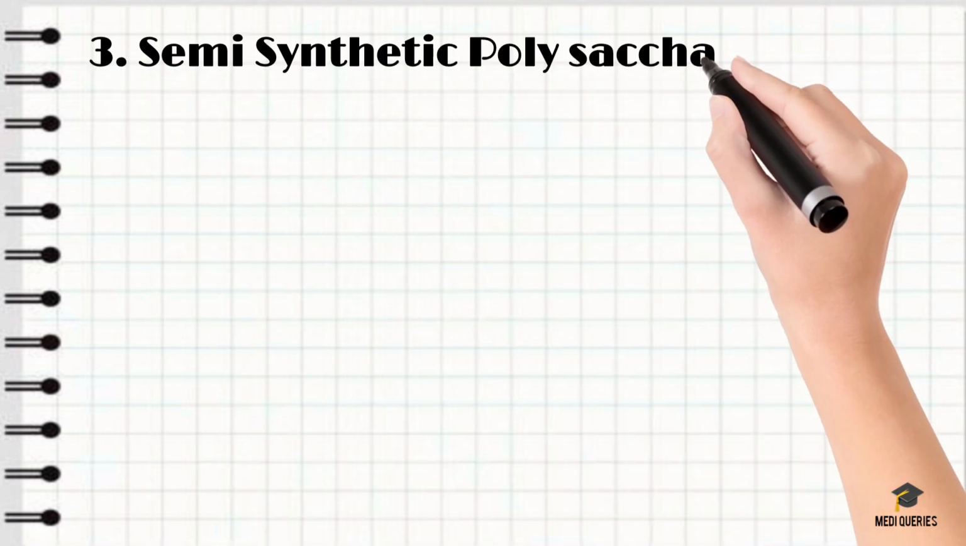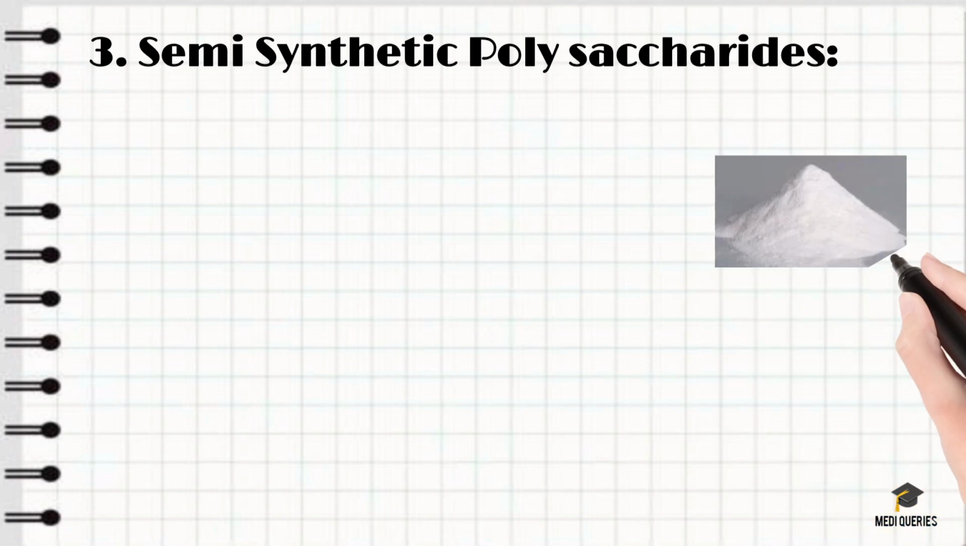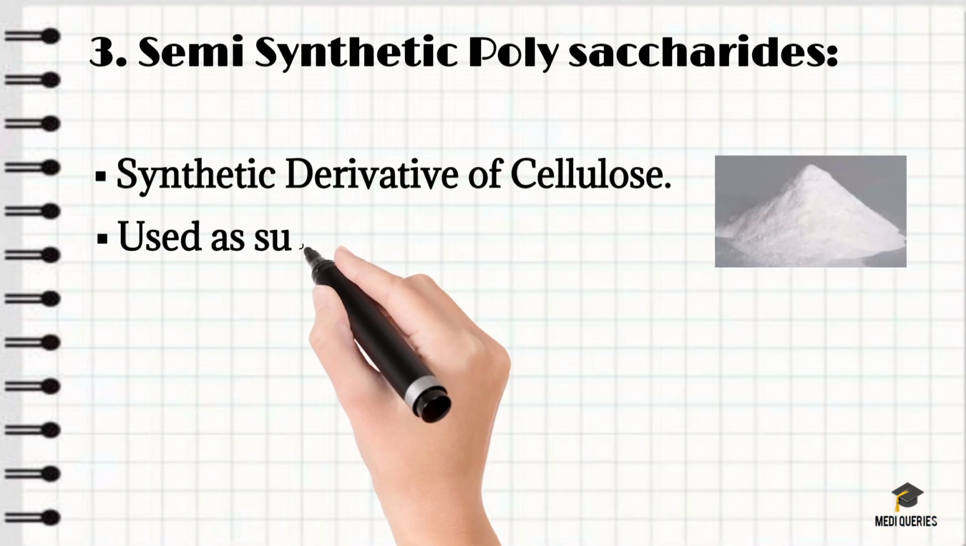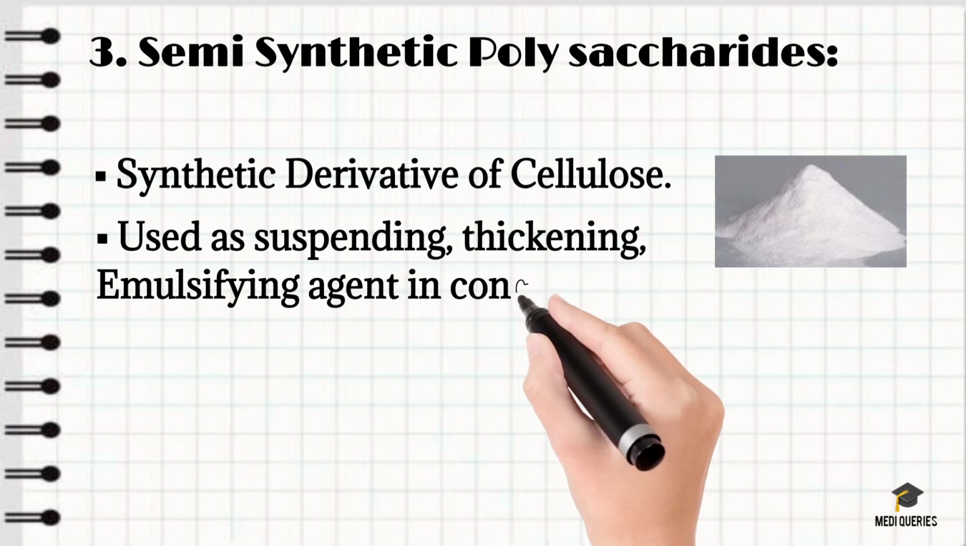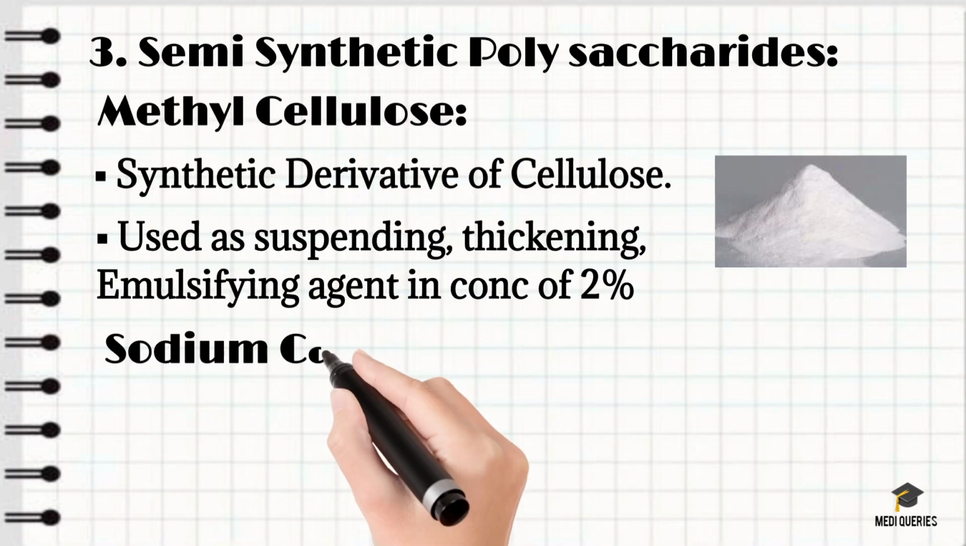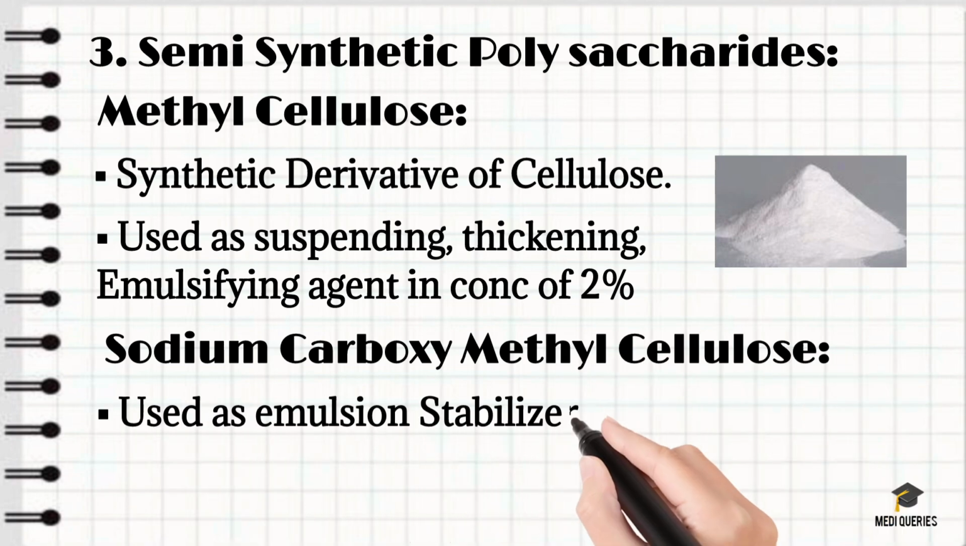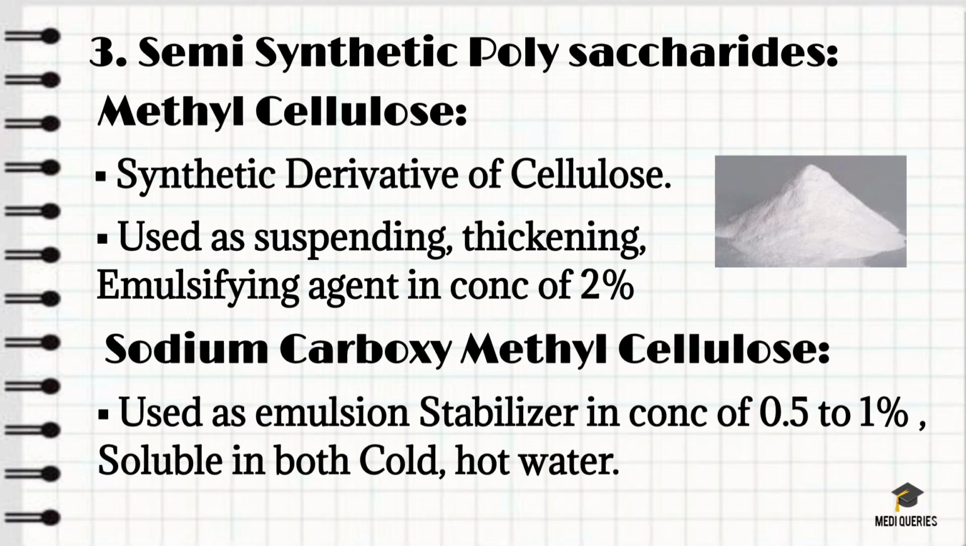And next one is the semi-synthetic polysaccharides. Examples are methyl cellulose and sodium carboxymethyl cellulose. First one, methyl cellulose. It is a synthetic derivative of cellulose. It is widely used as a suspending agent, thickening and emulsifying agent in the concentration of 2%. It is commonly used for the emulsification of mineral and vegetable oils but gets precipitated in the presence of a large amount of electrolytes. And next one is sodium carboxymethyl cellulose, that is SCMC. It is used as an emulsion stabilizer in the concentration of 0.5 to 1%. It is soluble in both cold and hot water.